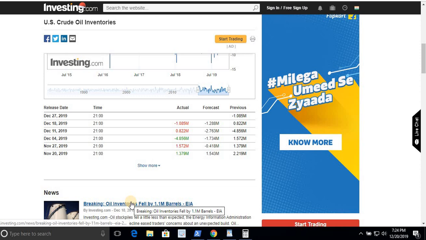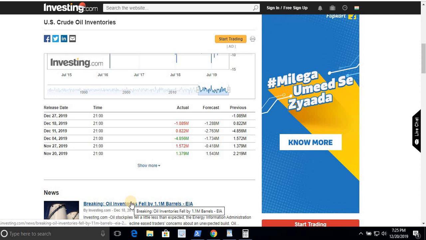So what is it with respect to previous and actual? Previous was positive, that is 0.822 million barrels. With respect to the actual, it was minus 1.085 million barrels, which means the inventory which was in positive went into negative. This shows there is a demand. Because of that, the price rose up. What happened actually was that on the inventory day, the price started to go up. However, people started to see the data in red color and they started to sell, saying it would be coming down.